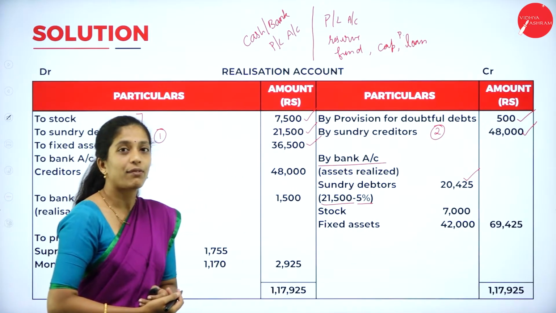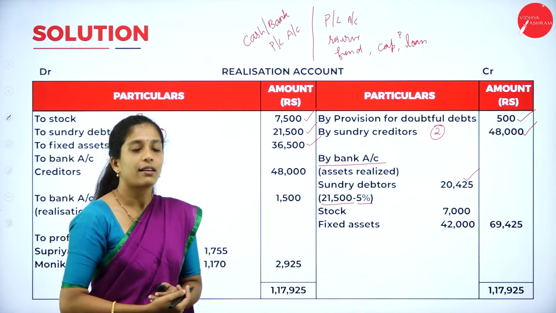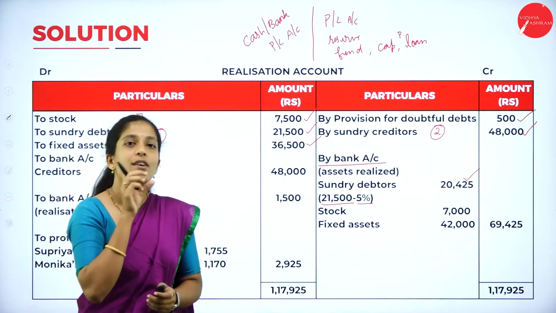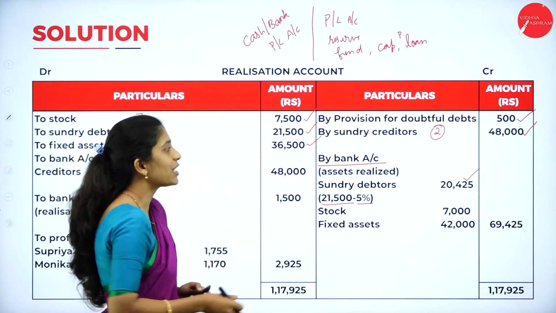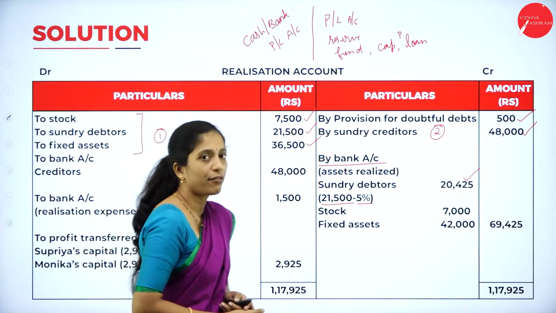20,425. That is 21,000 minus 5%, or you can record it as 21,000 into 5%. So you'll get an amount. So 21,000 minus that particular amount. So you'll get how much? 20,425. Next, what they have told?